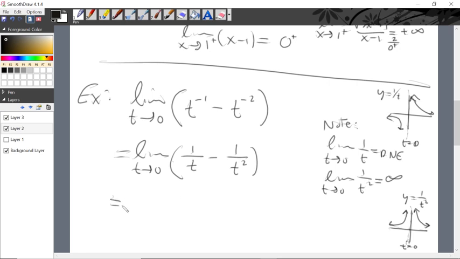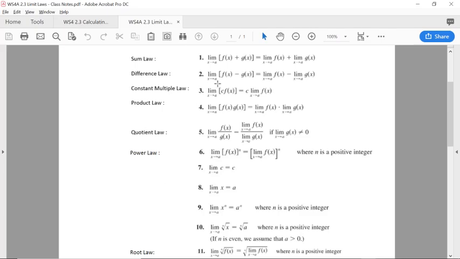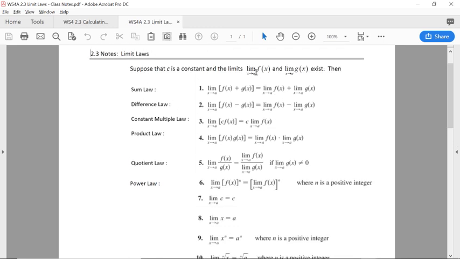Well, here's the thing then. We can't do this. We can't split it up. And we can't use the law as stated here, this difference law. We can't split this up into separate limits and then evaluate the results because one of those two limits does not exist.